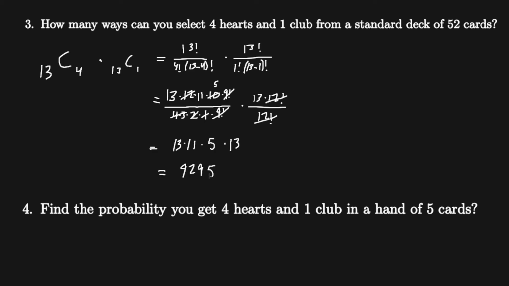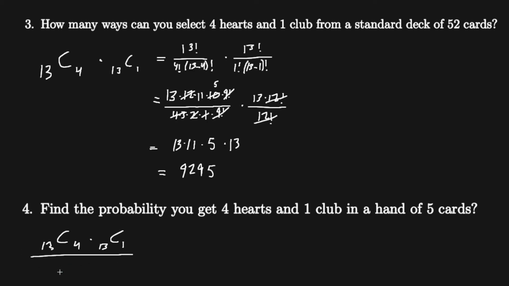Now we can move on to number 4. Number 4 is somewhat similar to number 3. We'll find the probability of getting 4 hearts and 1 club from a hand of 5 cards. So same process: we have 13 choose 4 times 13 choose 1. But the only difference is that it's in a hand of 5 cards.